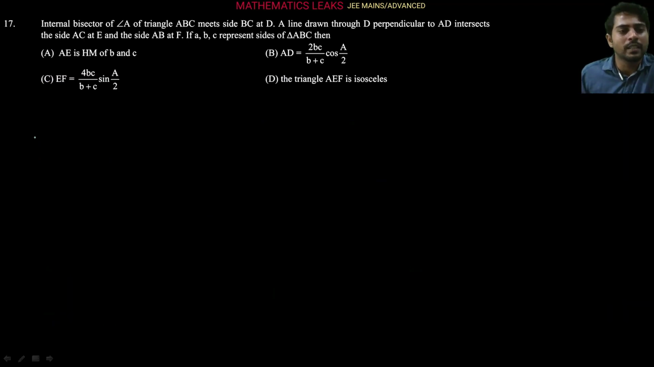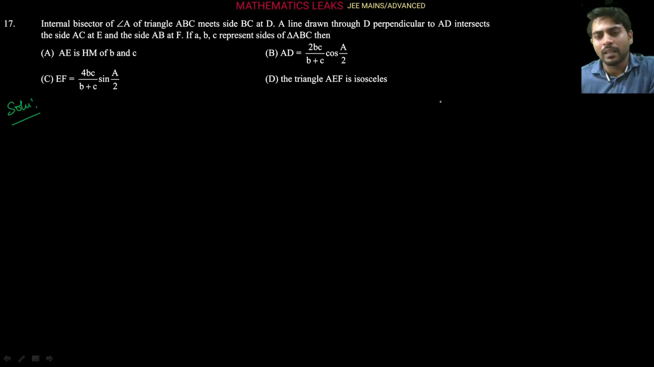Next question is, the internal bisector of angle A of triangle ABC meets side BC at D. A line drawn through D perpendicular to AD intersects the side AC at E and the side AB at F. If a, b, c represent the sides of triangle ABC, then which of the options is correct here? It is also a multiple choice question.